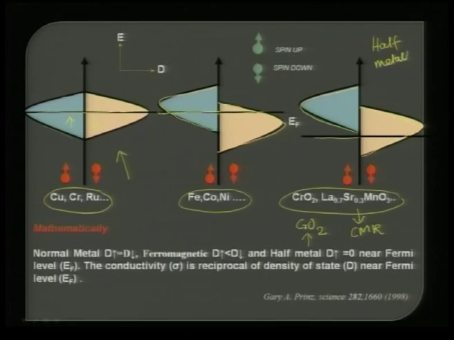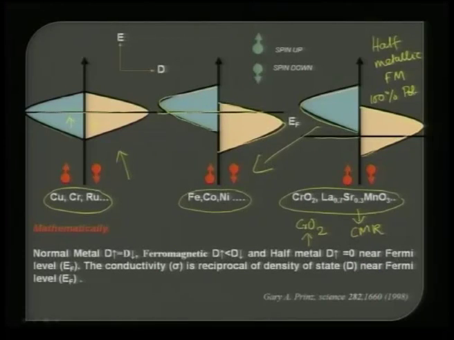This is called as half metallic ferromagnets. This set of magnets have 100% polarization compared to the traditional ferromagnets. These ferromagnets have 100% polarization because in one of the configurations, the spin up band is actually 100% spin polarized. So, this can be used for the GMR or CMR applications.